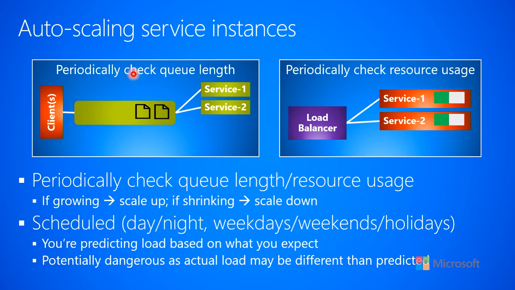There are really three techniques that are used for auto-scaling service instances, and we'll talk about them on this slide. The first technique, which is a really great one, is periodically checking a queue length. In this example, I have two instances of a service running behind a queue. And we have clients, and we don't know how many clients there are, but they are publishing messages into the queue. Right now, the queue has two messages.